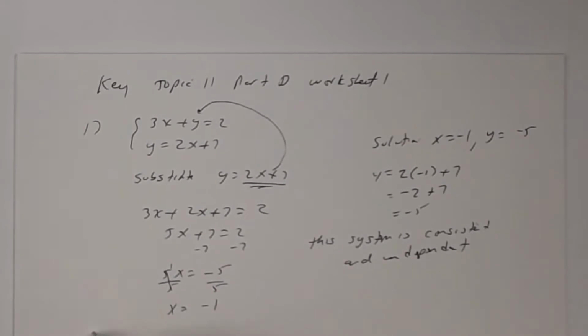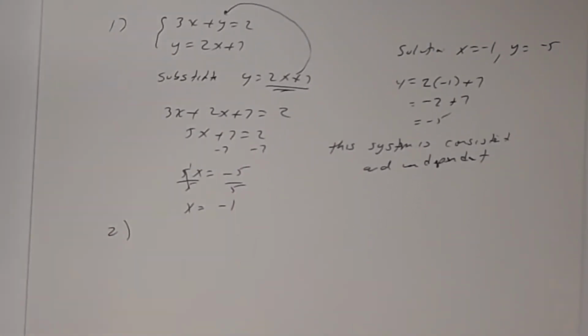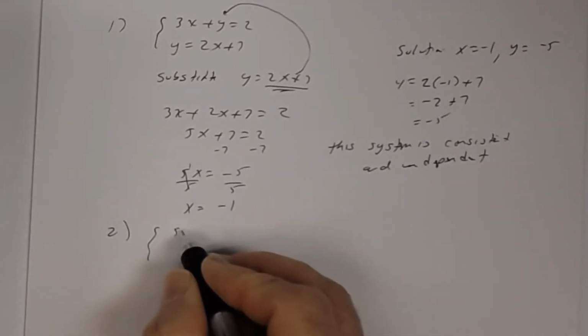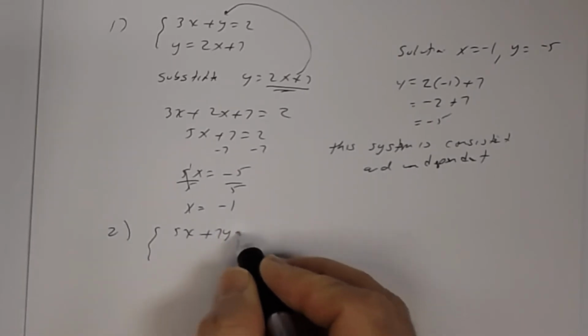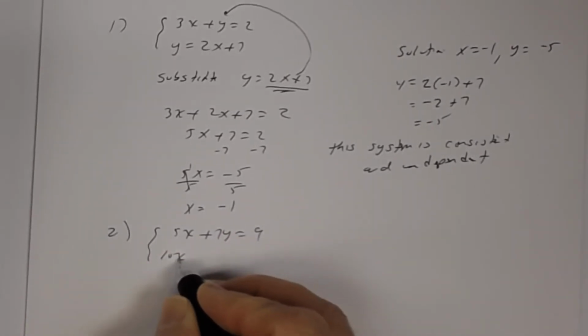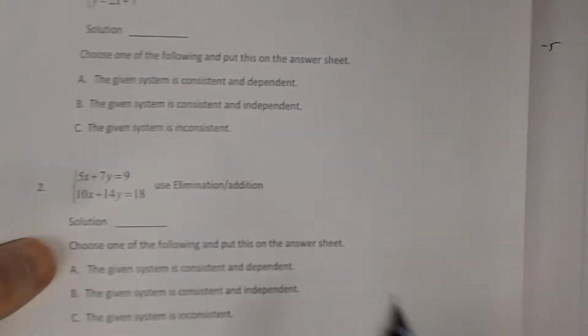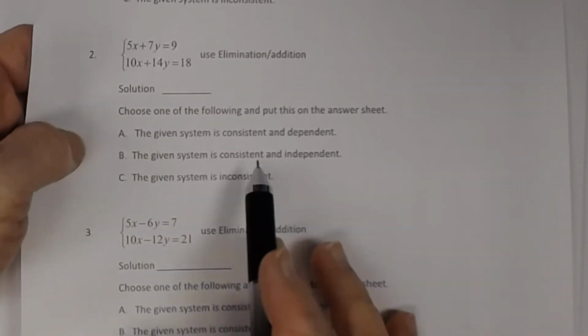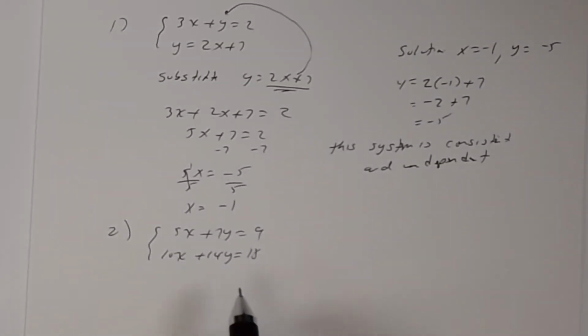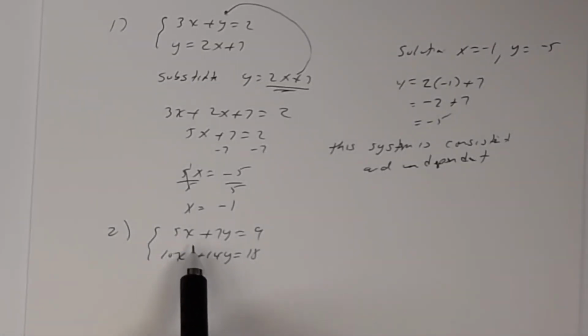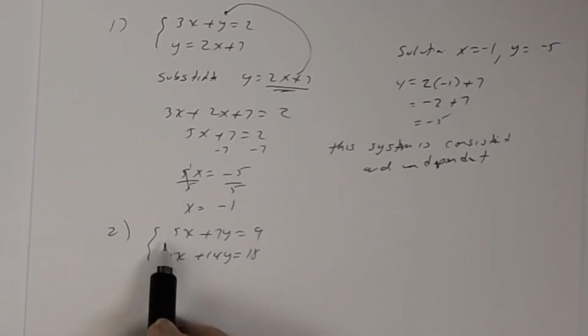All right, number 2, we have 5x plus 7y equal 9, and then 10x plus 14y equal 18. And you want to do this by elimination. So 2 and 3 are going to be by elimination. So remember, with elimination and addition, at some point when you add these two equations, you want one of the variables to disappear. So it doesn't matter whether you want to eliminate the x's or the y's first. Let's just deal with the x's.